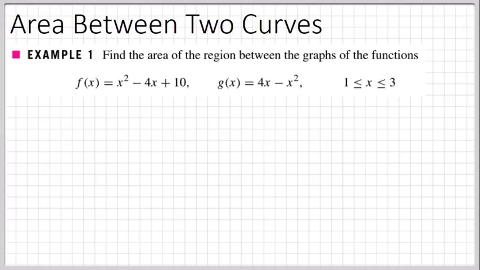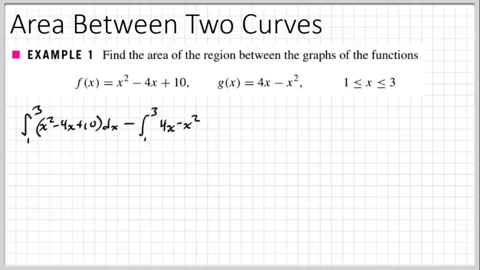This is what we've got to do. We're going to take the area underneath x squared minus 4x plus 10 dx, from 1 to 3, and then subtract from that the area from 1 to 3 of 4x minus x squared. Don't write this first part because I'll have a simple way for you to write it. Don't write it yet. Watch what happens. This is neat.